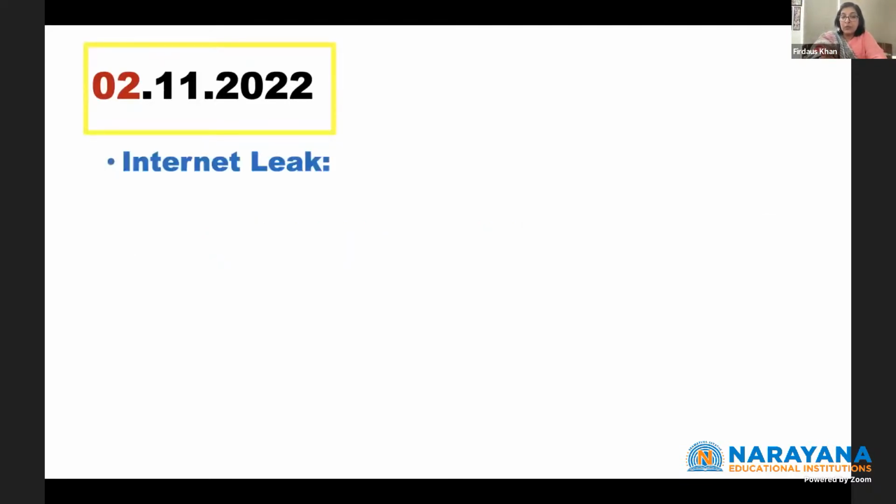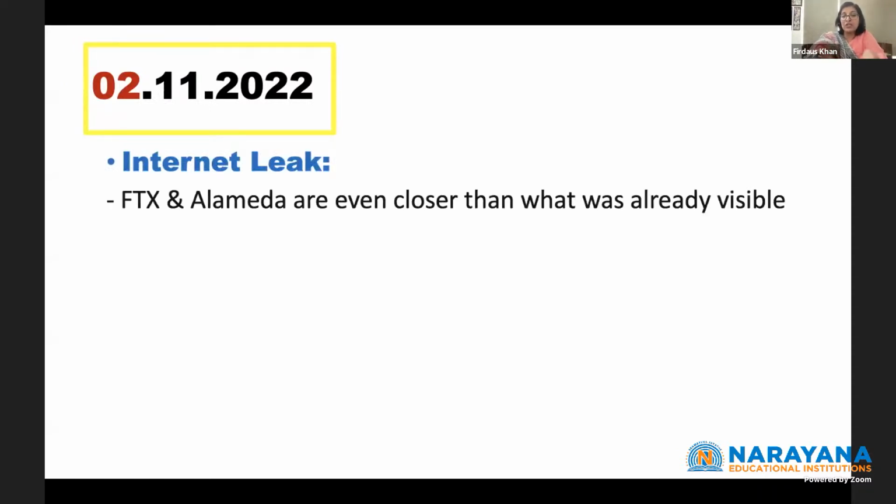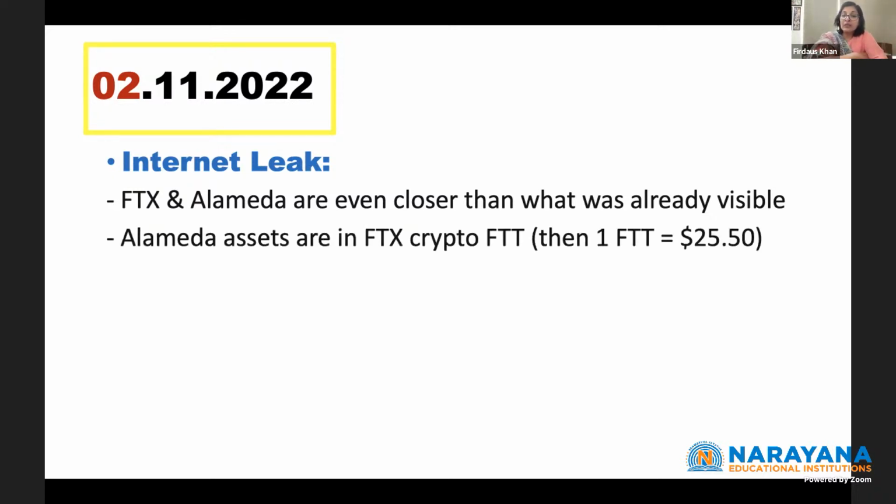So on 2nd November, what we find is that there was an internet leak. In that leak, there was information about these two sister companies, FTX and Alameda. Everybody knew that the team is the same, friends are there, same kind of people are taking decisions. They sit in the same room and seem to be quite cozy and friendly. But in the leak, there was financial information that not only is it a group of the same people doing two businesses, but the two companies are terribly linked together.